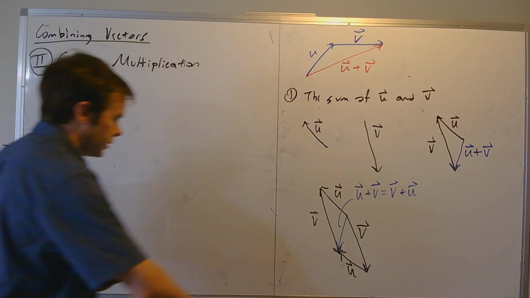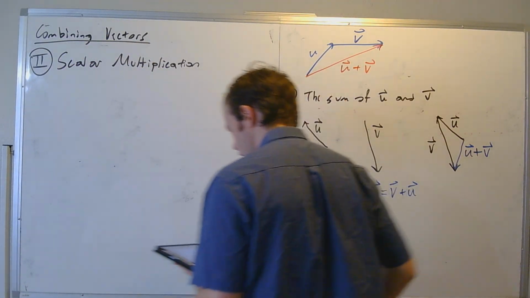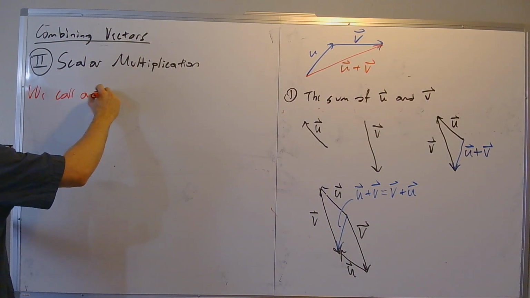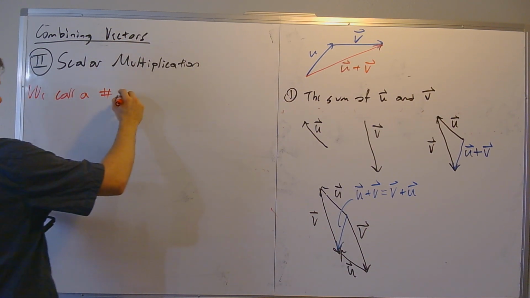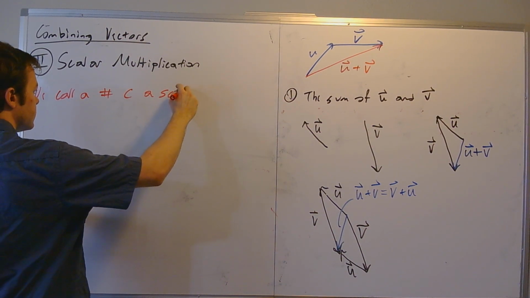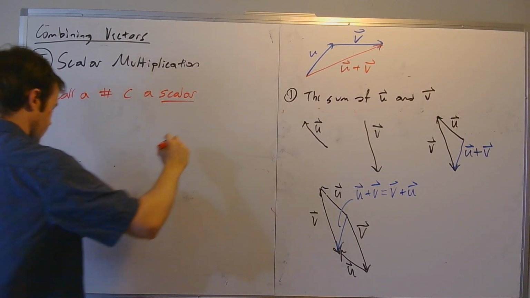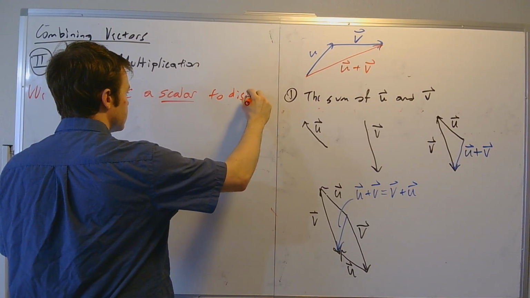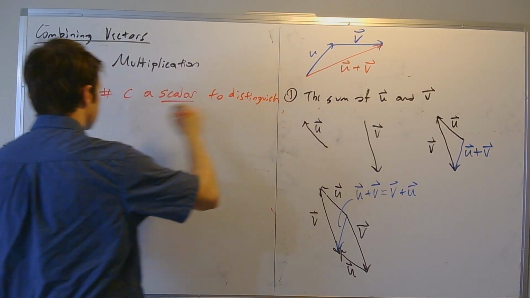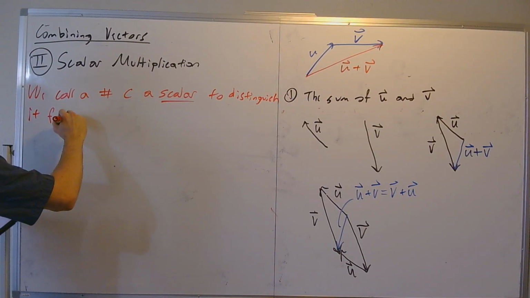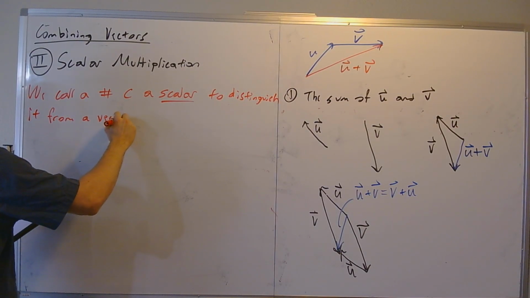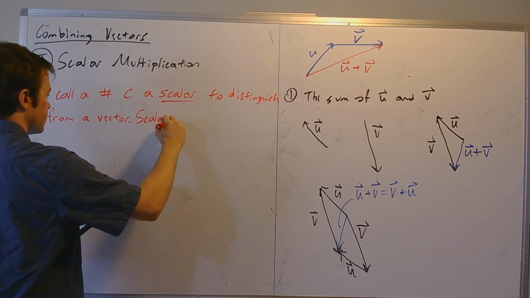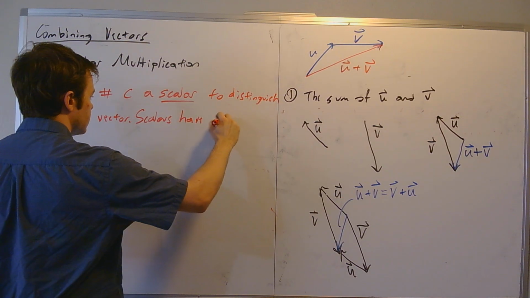So you may be wondering, what the heck is a scalar? I'll say here we call a number C a scalar to distinguish it from a vector, and scalars have no direction.